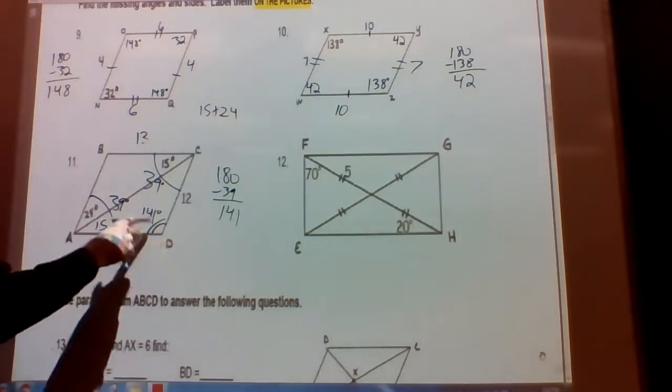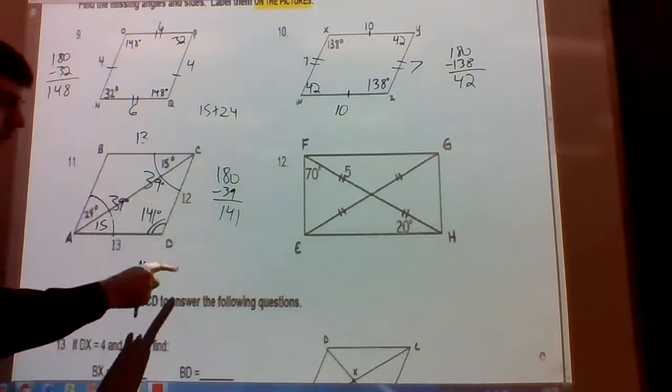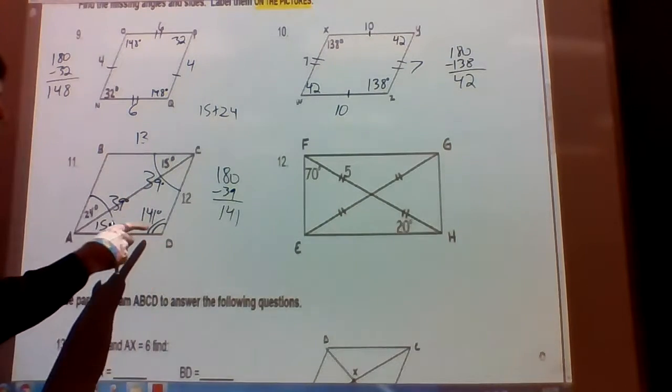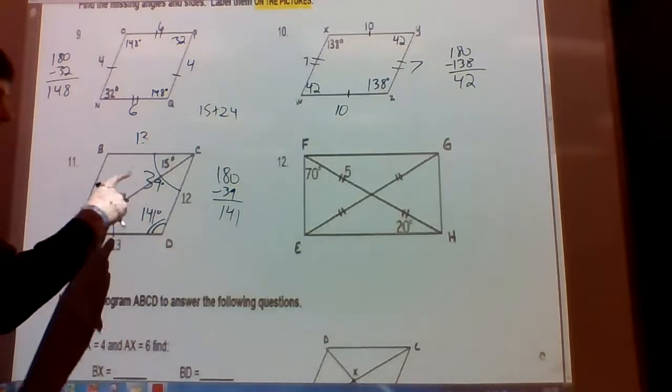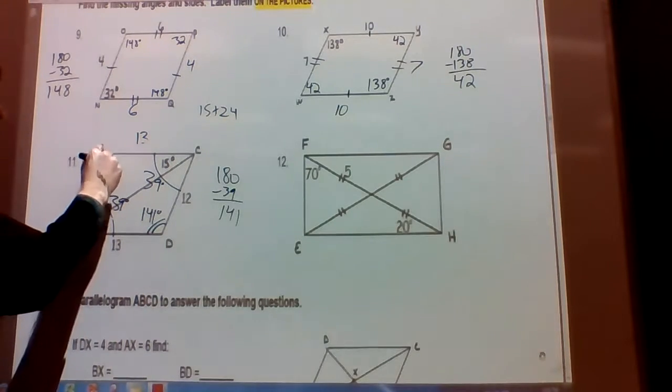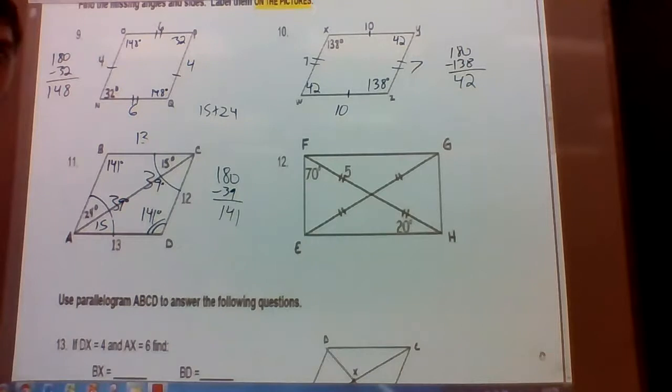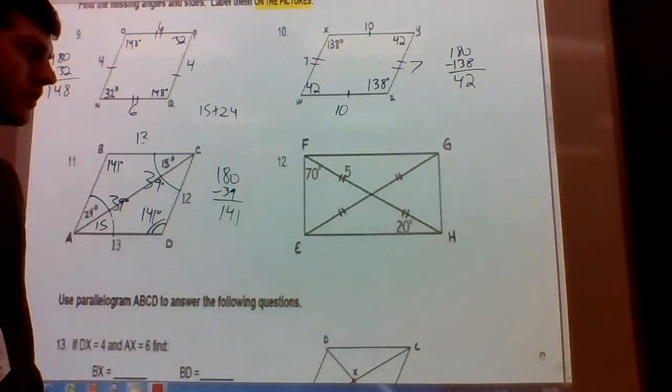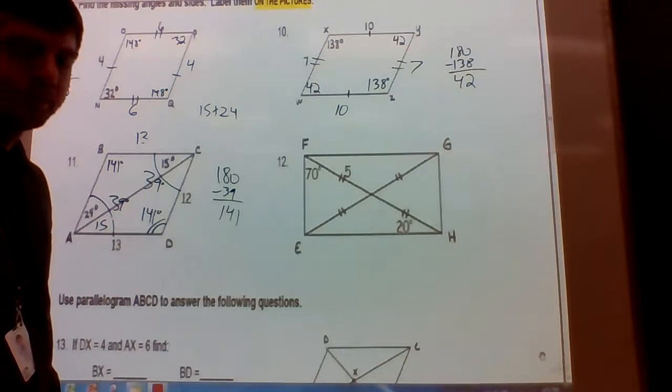Okay. In a parallelogram, we also know the opposite angles are going to be congruent. So angle D and angle B are opposite angles. Okay, they're across from each other of the parallelogram. So if the measure of angle D is 141 degrees, then the measure of angle B is going to be 141 degrees as well, because those are going to be congruent. Their angle measures are going to be equal.